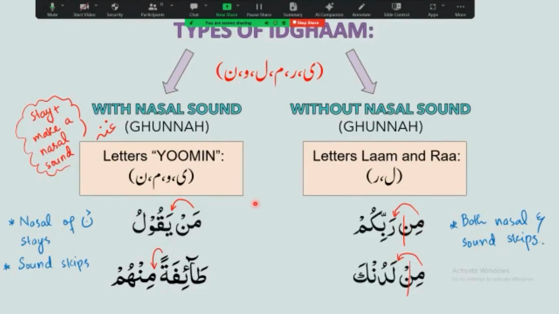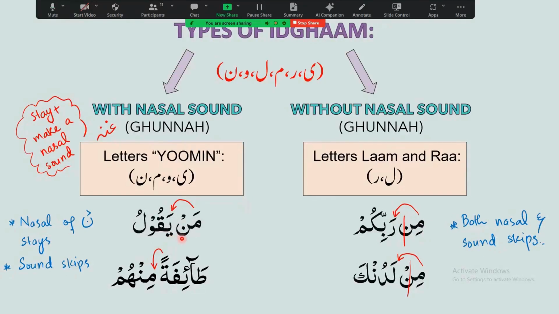Mirra. But what happens in this is that we skip the sound of noon letter. When we say maya, you do not hear the n here, right? We say maya, but the nasal of the noon letter, the quality, like the noon letter has this nasal in it, right? So the nasal stays in this one, and we say my, the sound from the nose when we say mayaqulu, right? So yes, these are the two types of idgham.